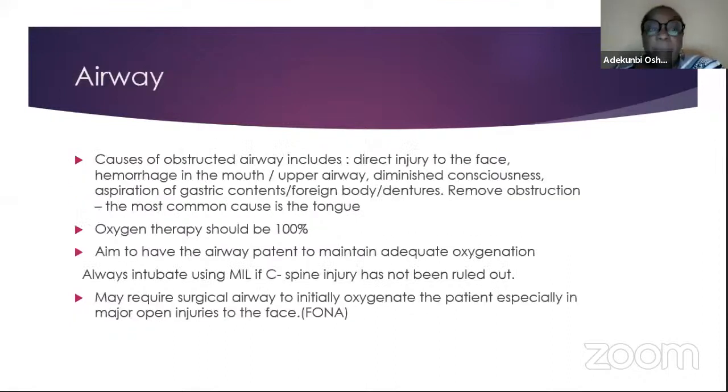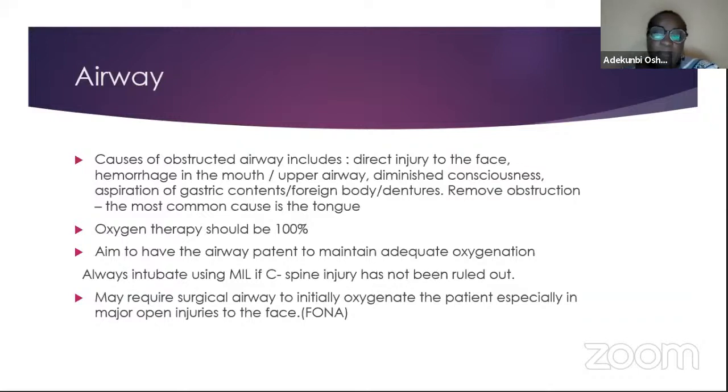Now, talking about the airway, it can be obstructed, which occurs most times in patients that are polytraumatized, especially when they have damage to the face. Also, sometimes patients with head injury or basal skull fracture can have trauma to the mouth, and this can lead to blood in the mouth, and sometimes there's aspiration of gastric content, foreign body, or dentures. This cannot sometimes be picked because these patients are just rushed into the emergency room and no history can be taken from them. But if they are picked, we should just remove the obstruction.